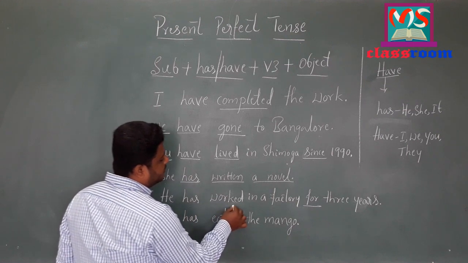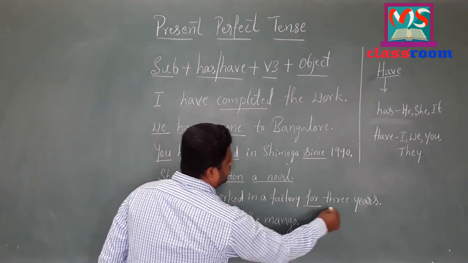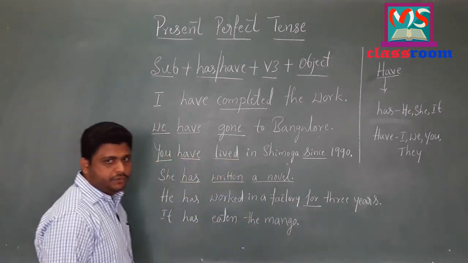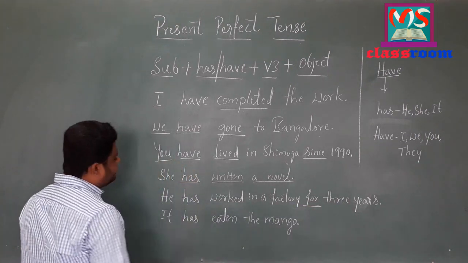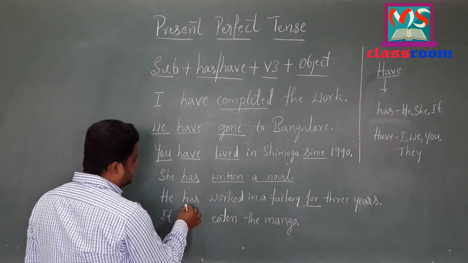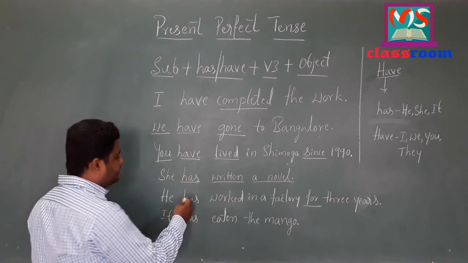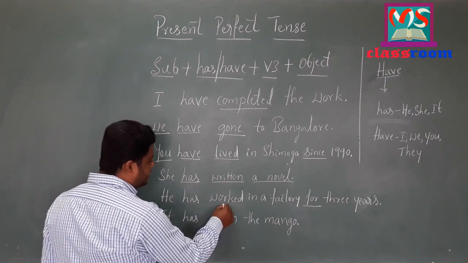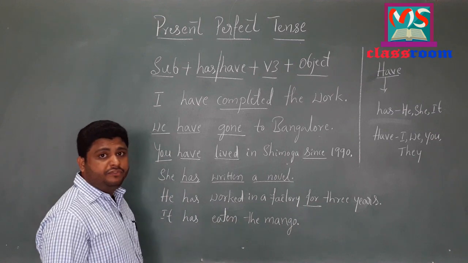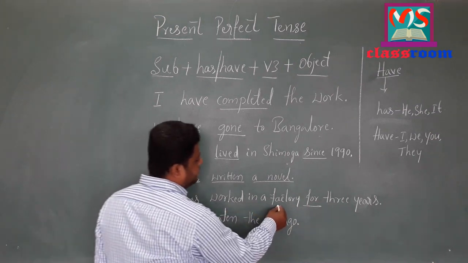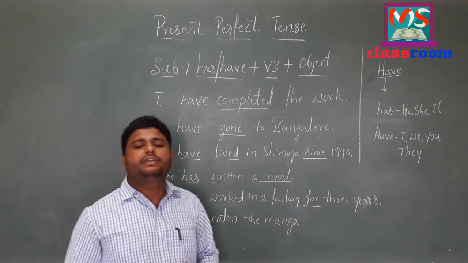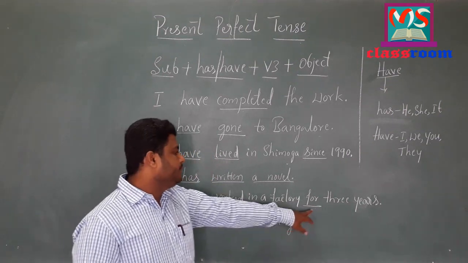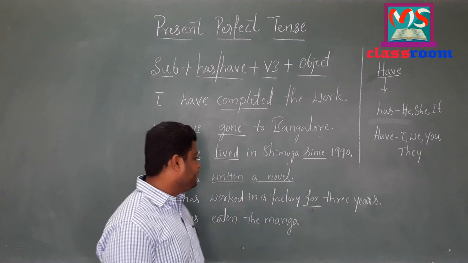Look at the next example. He has worked in a factory for 3 years. As I have told you, the usage of for and since. Here I have used for. So he, third person singular, accordingly I have used has, worked, the past participle form of work, and then in a factory for 3 years. So it is the duration of time. So in order to refer to the duration, we have to use for in present perfect tense.